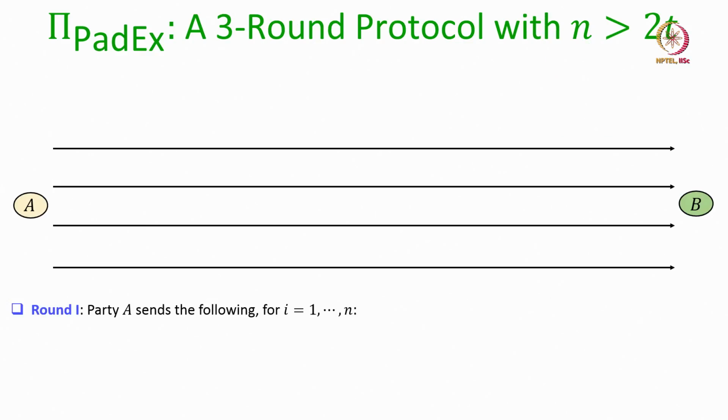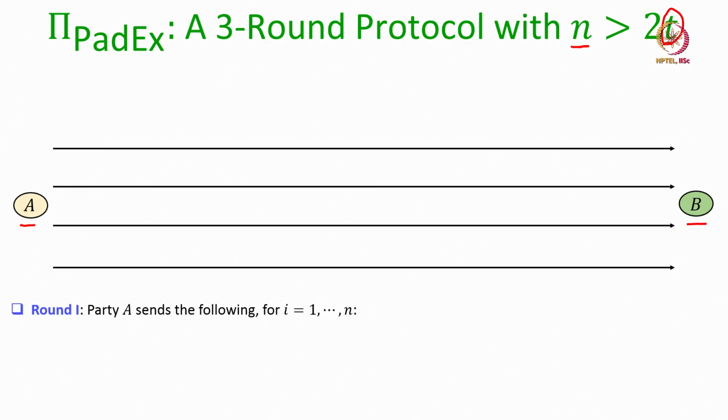Now, based on these properties, let us see the description of the pad exchange protocol. The goal here is that we have two entities, two parties A and B, and they are connected by n bidirectional wires, where n is greater than 2t, and among those n bidirectional wires, at most t wires could get Byzantine corrupt. Which t wires will be Byzantine corrupt will not be known, but the parameter t is publicly known.